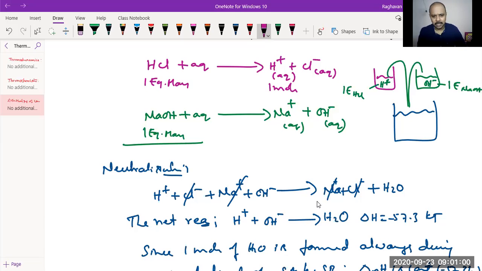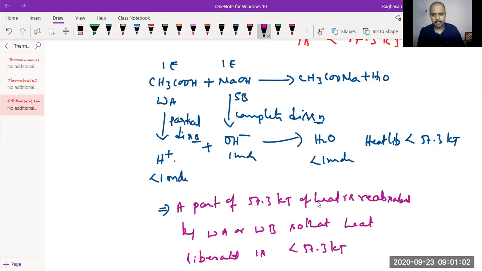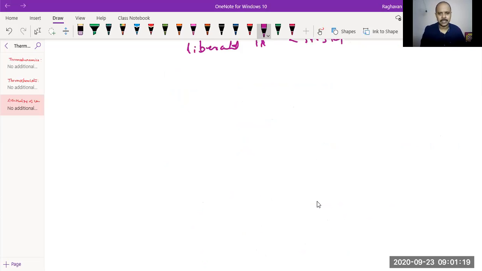During weak acid and weak base neutralization, which dissociate partially, a part of the 57.3 heat would be reutilized for complete ionization of the weak acid or weak base. However much is reabsorbed, that much wouldn't be liberated. So that explains why enthalpy of neutralization is less in the case of weak acid and weak base.